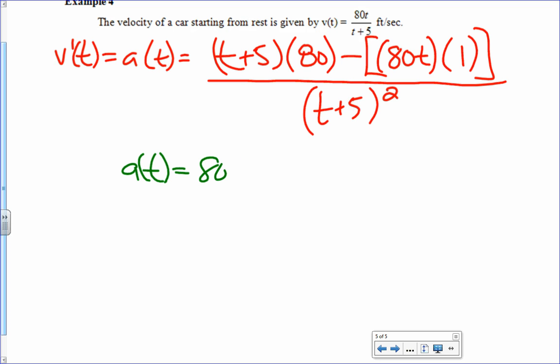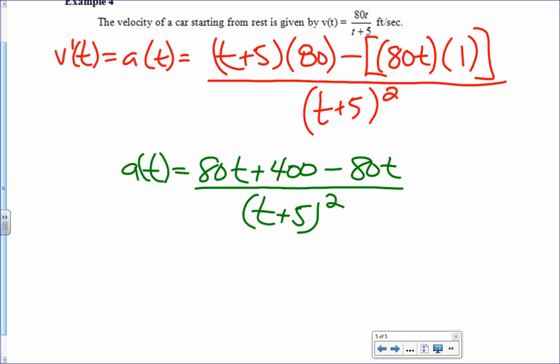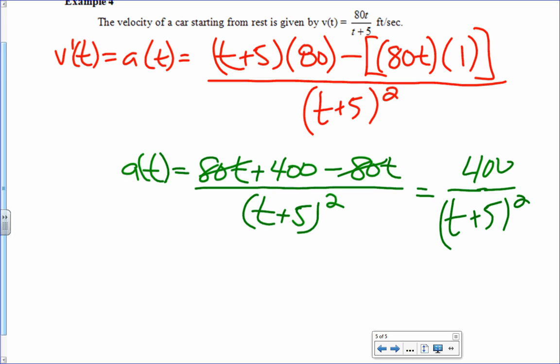Let's see, we got 80t plus a whole lot, minus 80t, all over (t plus 5) squared. Yeah, the 80t would cancel here, and we've got 400 over (t plus 5) squared. It was then suggested that I should take the square root of the top and bottom, which of course we will not do, because then we would have to take the square root of the other side of the equation. And I don't want to take the square root of a of t. So there is our acceleration function.